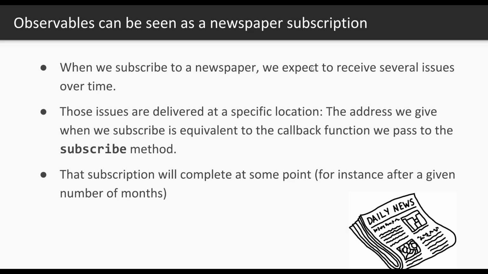Now, when you subscribe to a newspaper or a magazine, it is going to be delivered at a specific location. And that's the address we give when we subscribe. With RxJS, when we subscribe, we are passing a callback function. And that callback function is the equivalent of the address. That's where the data is going to be delivered in our code, so we can deal with it. We can handle the data and do what we have to do with it.